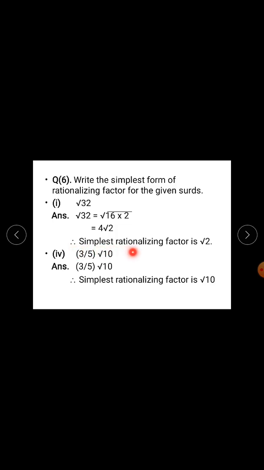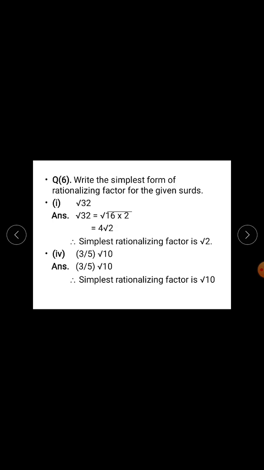Therefore, the simplest rationalizing factor is root 2. Fourth sub question. 3 upon 5 root 10. So, solution 3 upon 5 root 10. Therefore, the simplest rationalizing factor is root 10.